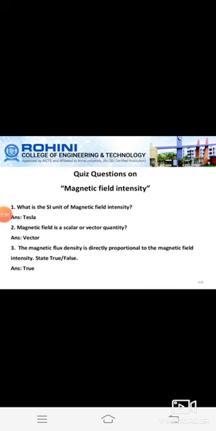Now the quiz questions on magnetic field intensity. What is the SI unit of magnetic field intensity? That is Tesla. Is magnetic field a scalar or vector quantity? It is a vector. The magnetic flux intensity is directly proportional to the magnetic field intensity. State true or false. It's true. Thank you.